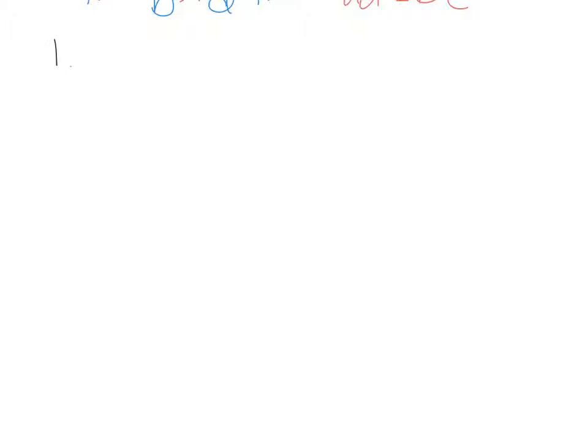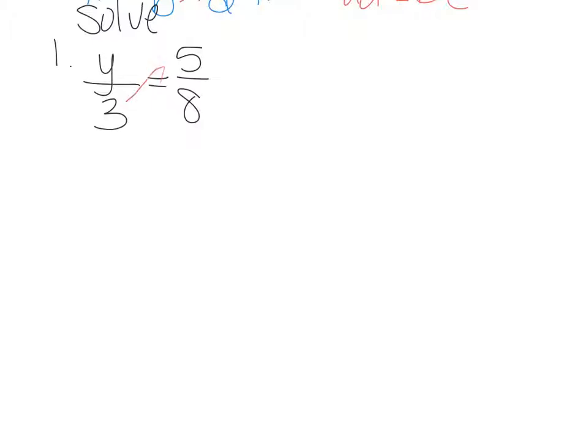Number 1, we want to solve. So we're looking for my variables. y over 3 equals 5/8. Okay, so my end goal, I want to know what y equals. So I have a proportion. I have two ratios set equal to each other. So I know by using cross products, I can set those cross products equal to each other. So if I multiply up and across, 3 times 5 gives me 15. And if I multiply up and across the other way, that should equal my other cross product, which is 8y.